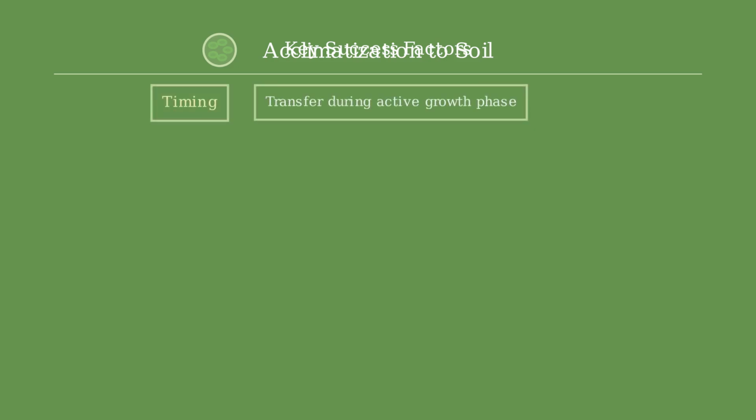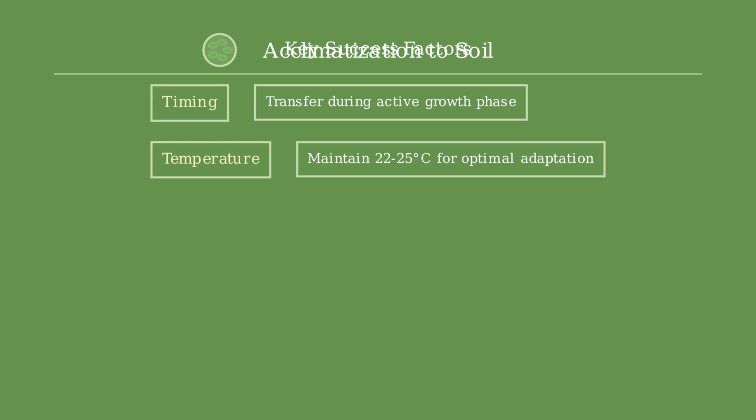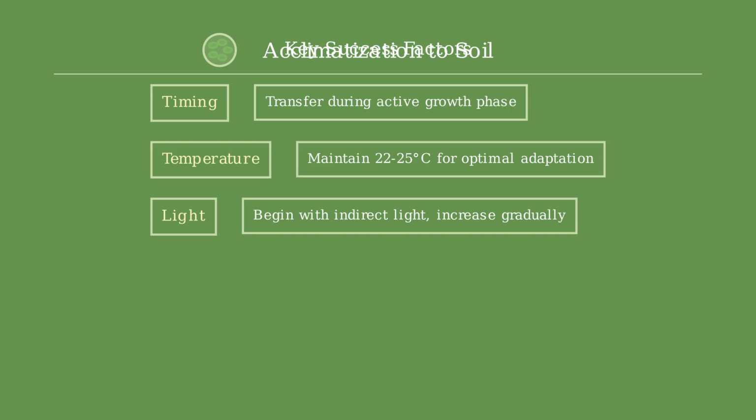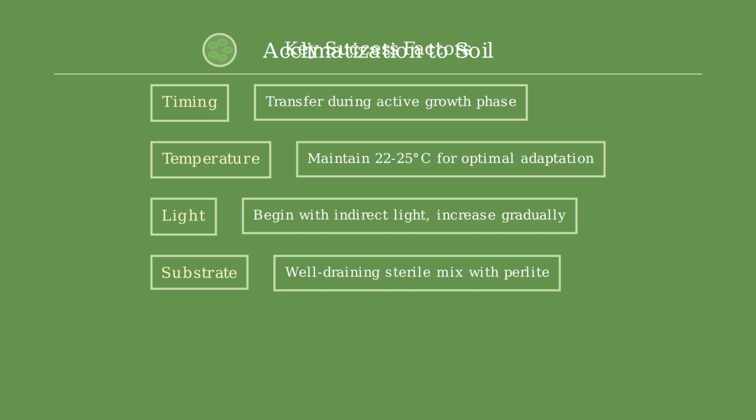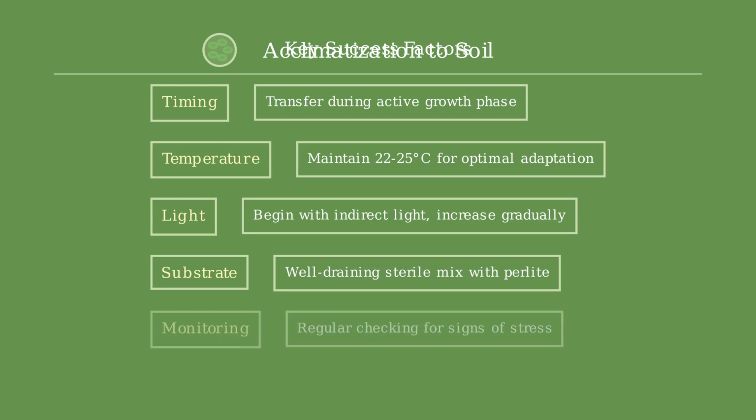Several key factors determine successful acclimatization of transformed plantlets. First, timing is critical. Transfer plants during their active growth phase. Temperature should be maintained between 22 and 25 degrees Celsius. Light exposure should start with indirect light and increase gradually. The substrate should be a well-draining sterile mix, often containing perlite. Regular monitoring is essential to identify and address any signs of stress.